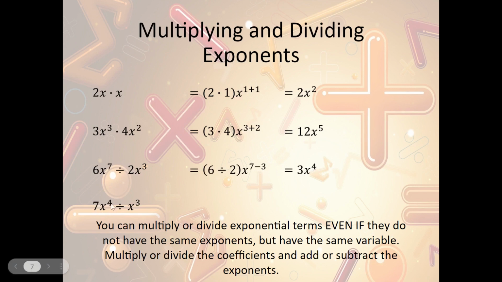Now here we have 7x to the 4th divided by x cubed. So again, we're going to divide 7 divided by 1, and x to the 4th minus 3. 7 divided by 1 is 7, and x to the 4 minus 3 is first power. And whenever it's the first power, we don't need to put it there, so it's just 7x.